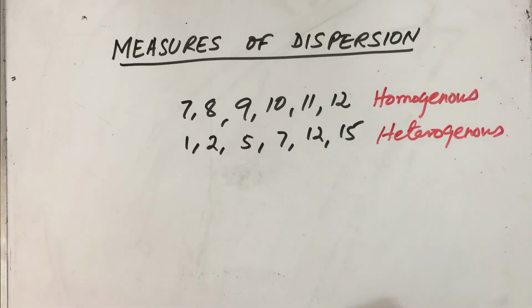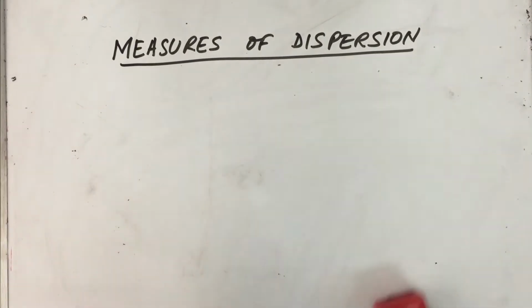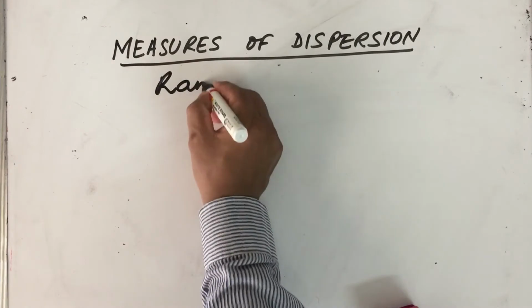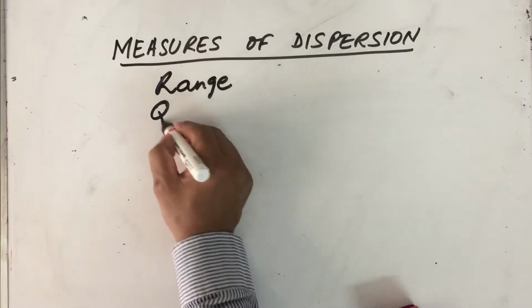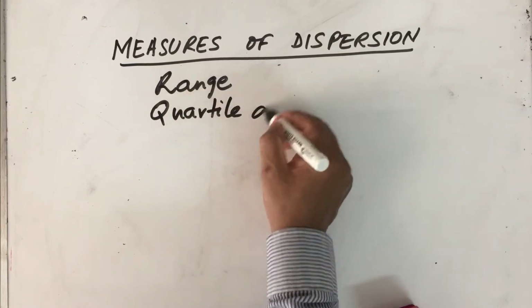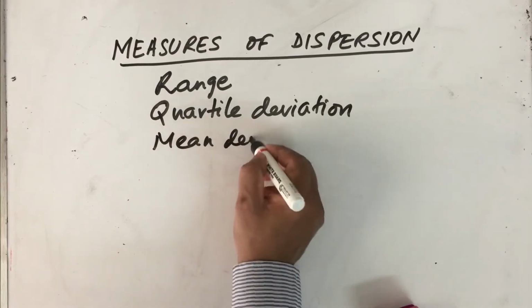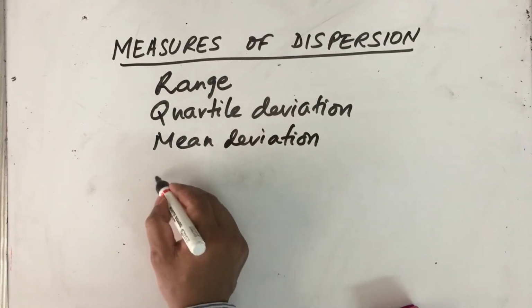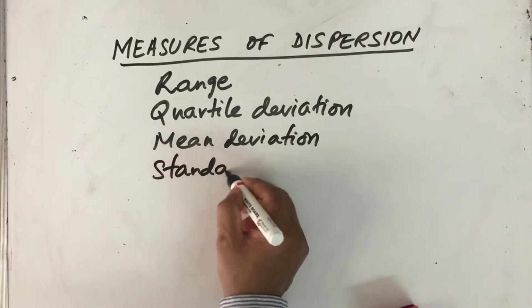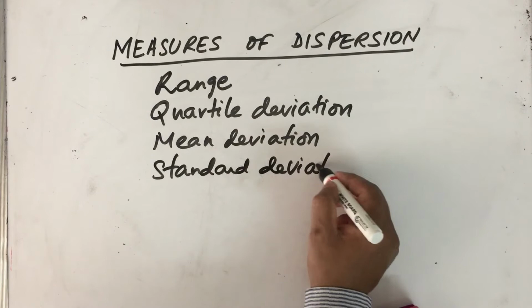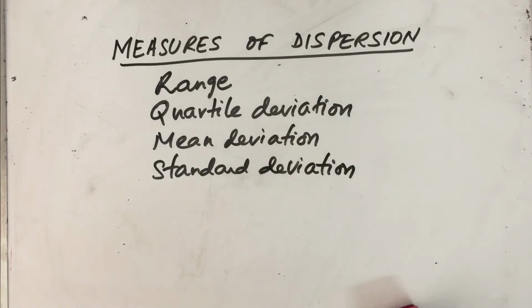There are 4 measures of dispersion. The 4 measures of dispersion are: one is called range, second one is called quartile deviation, the third is called mean deviation, and the last one is called standard deviation. So these are the 4 measures of dispersion: range, quartile deviation, mean deviation, and standard deviation. Let us take up the first one, that is range.